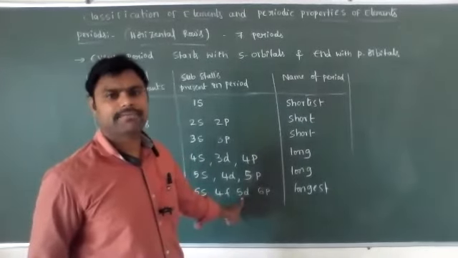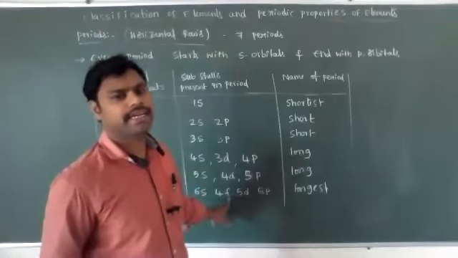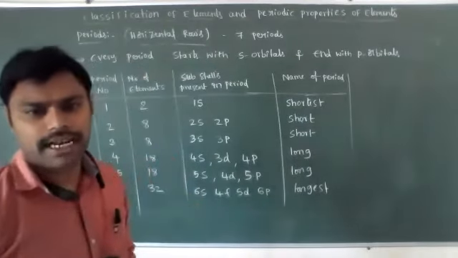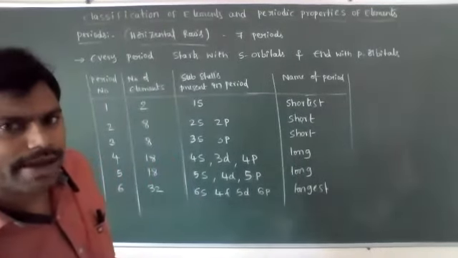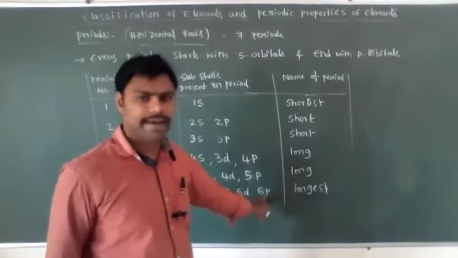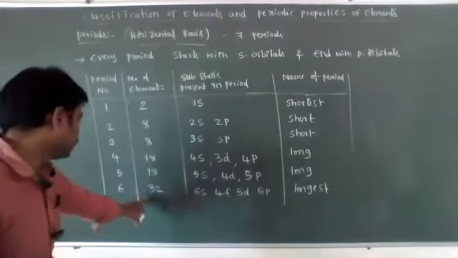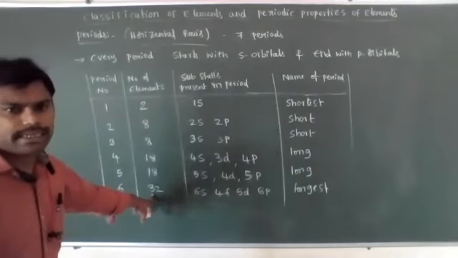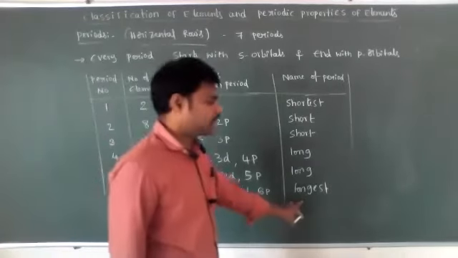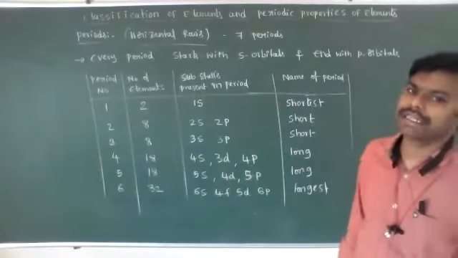D can take maximum 10 electrons. F can take maximum 14 electrons. S can take maximum 2 electrons. P can take maximum 6 electrons. According to that, 32 elements are present in the 6th period. That's why the 6th period is called the longest period.